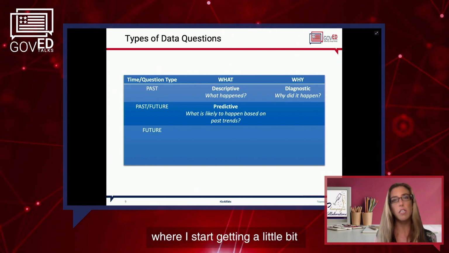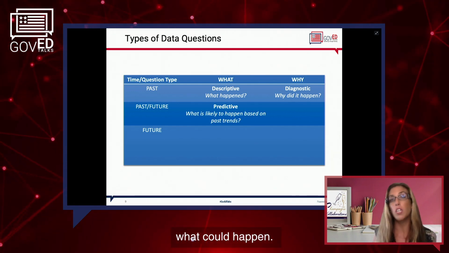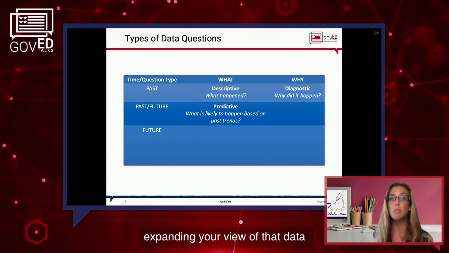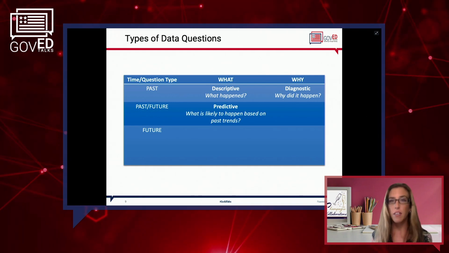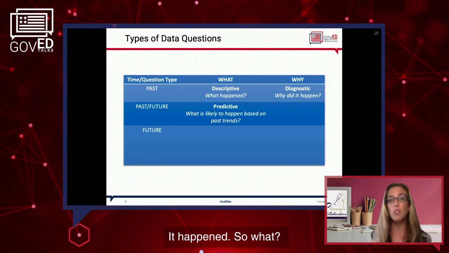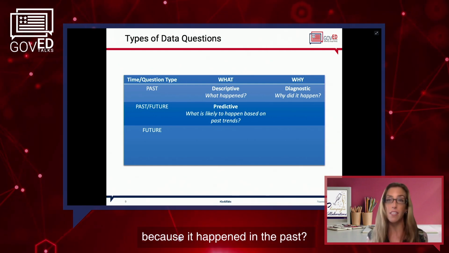Where I start getting a little bit more into predictive questions is thinking about what could happen, looking at the data. This is where you start expanding your view of that data and don't just compare what happened. So what is that great question? It happened, so what? So what do we think may happen because it happened in the past?